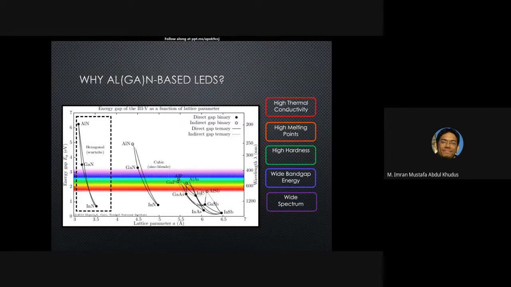So aluminium gallium nitride has high thermal conductivity. Relatively, gallium nitride is okay. Aluminium nitride is actually quite bad. Relatively high thermal conductivity, high melting points, which means it normally doesn't fail.